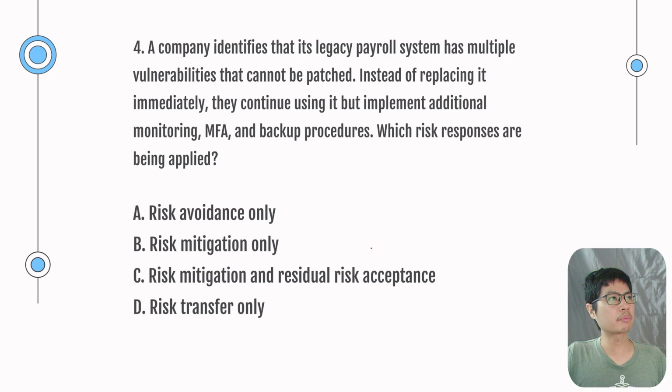Question 4. A company identifies that its legacy payroll system has multiple vulnerabilities that cannot be patched. Instead of replacing immediately, they continue using it but implement additional monitoring, MFA, and backup procedures. Which risk responses are being applied? So we see MFA and backup and additional monitoring. So immediately we know that part of it is risk mitigation already. So the possible answers here are B or C.